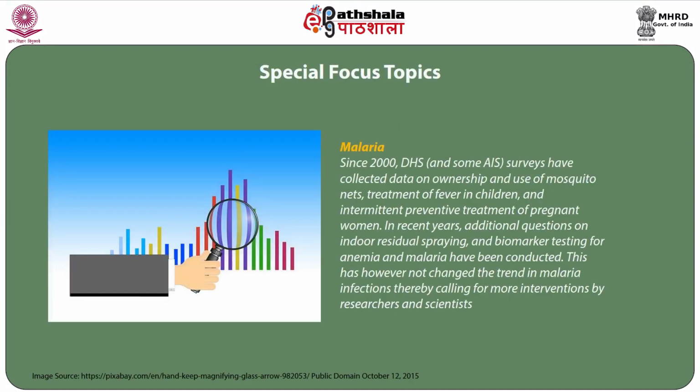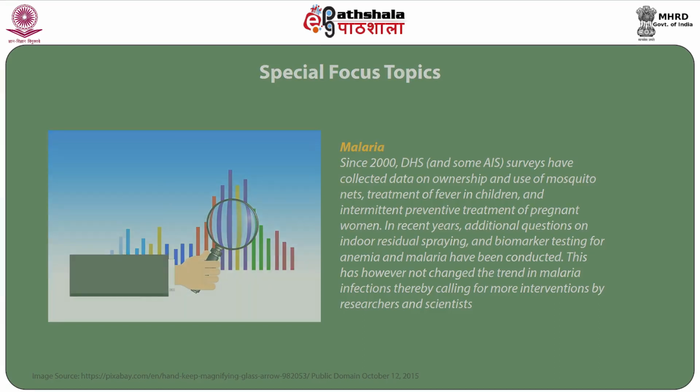Malaria. Since 2000, DHS and some AIS surveys have collected data on ownership and use of mosquito nets, treatment of fever in children, and intermittent preventive treatment of pregnant women. In recent years, additional questions on indoor residual spraying and biomarker testing for anemia and malaria have been conducted. This has, however, not changed the trend in malaria infections, thereby calling for more interventions by researchers and scientists.